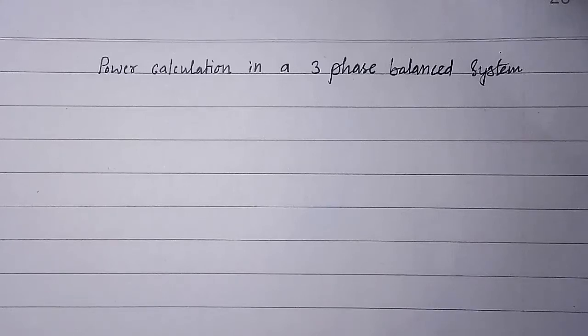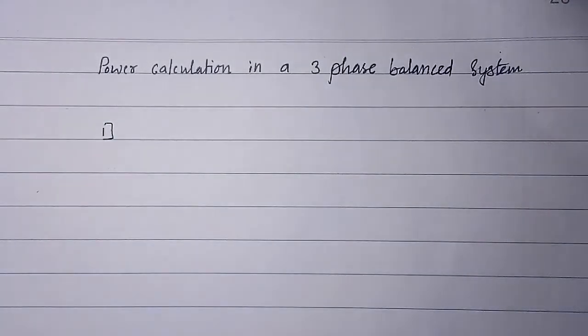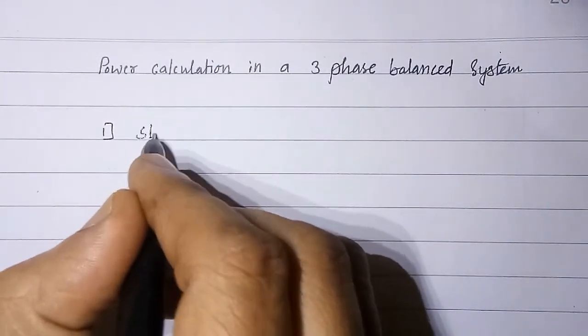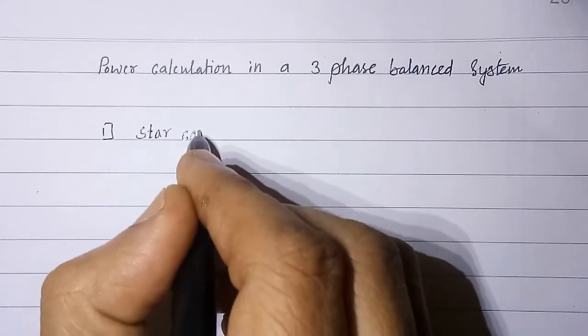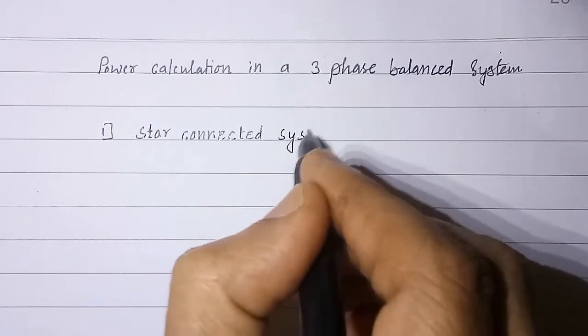Dear students, in last class we studied the relationship between phase current and line currents in a delta connected balanced three-phase system. In today's class we will study power calculation in a three-phase balanced system. First we will take star connected system.